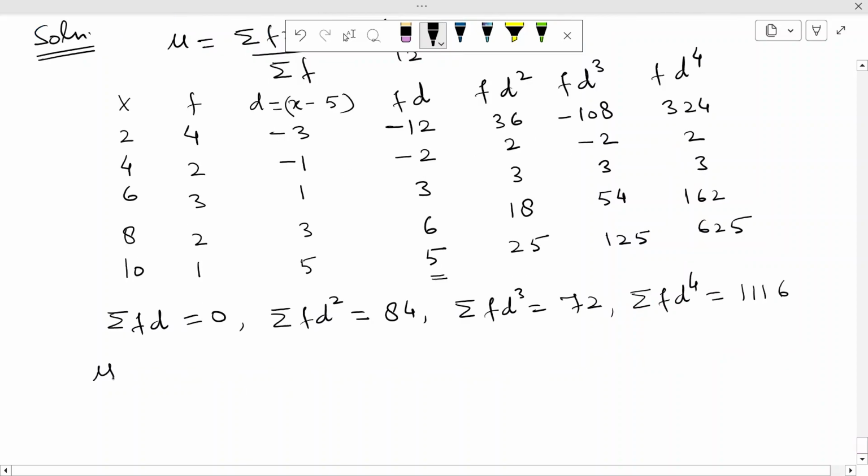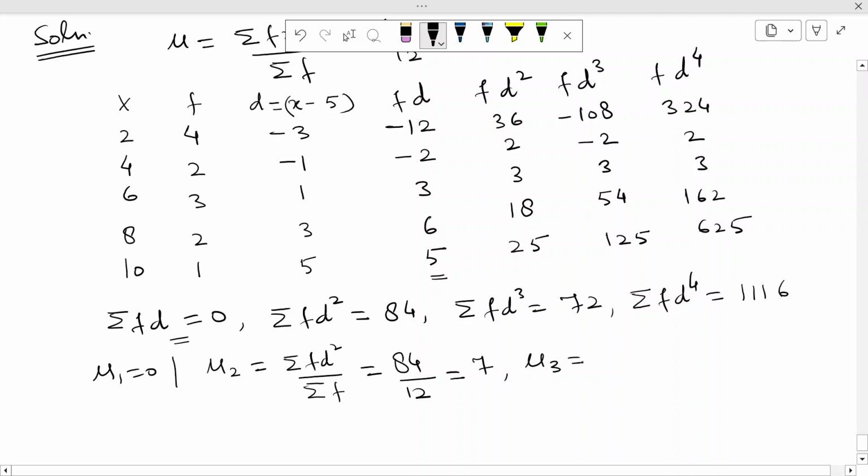1116. So our mu1 is 0 because this summation FD is 0, and we discussed in the remarks that our first central moment is always 0. Central moment means when you are calculating the deviation from the exact mean. So we have mu1 as 0 and mu2 as summation FD square over summation F. So this is 84 divided by 12, and it is coming out as simply 7. And similarly mu3 will be summation FD cube divided by summation F.